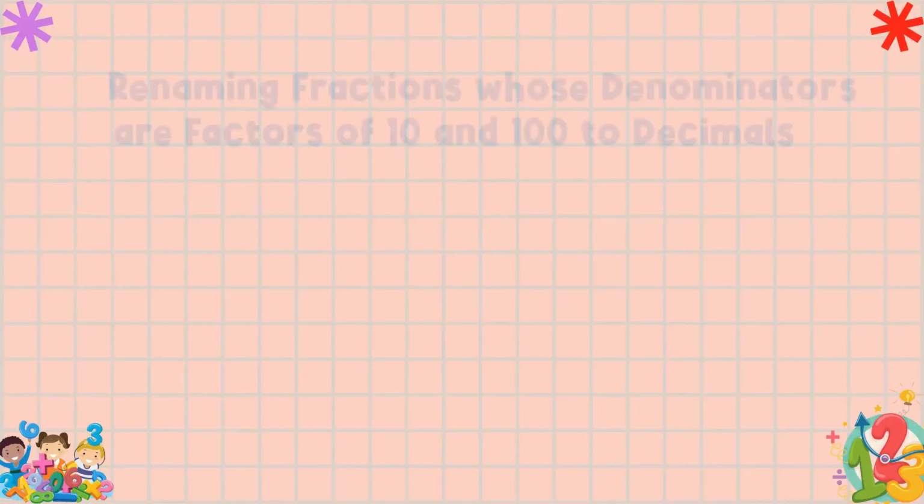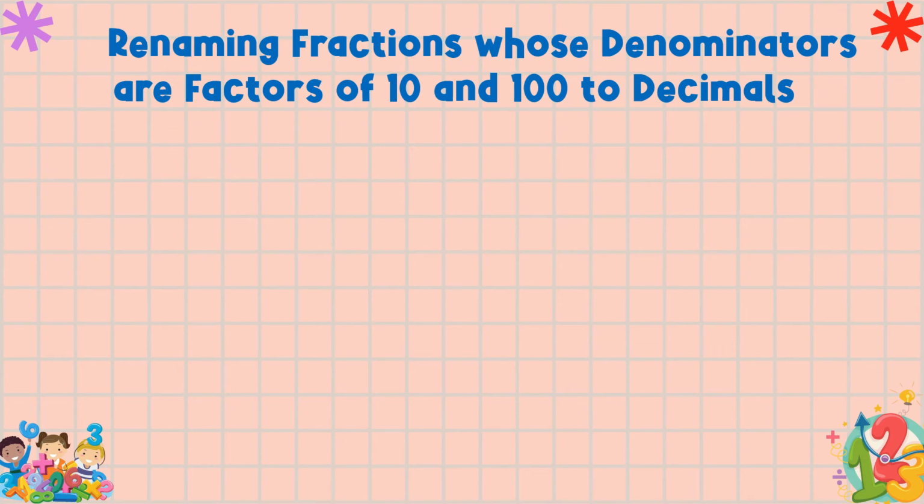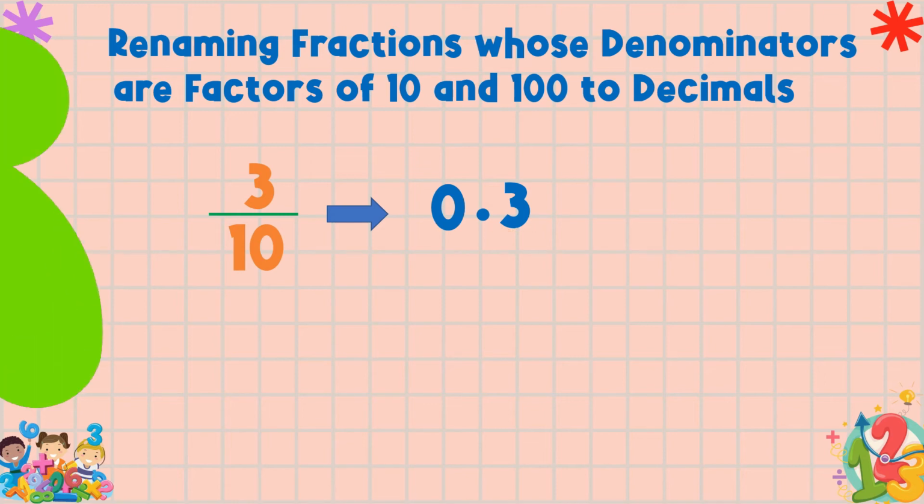Next, we're going to discuss how to rename fractions whose denominators are factors of 10 and 100 to decimals. For example, 3/10. First, we're going to write 0 as the placeholder for the whole number, since 3/10 is a fraction and there is no whole number. Then we're going to write the decimal point. Then copy the numerator 3 into our decimal number place, found at the right side of the decimal point. Since the denominator is 10, this means that we only have one digit in our decimal number place.